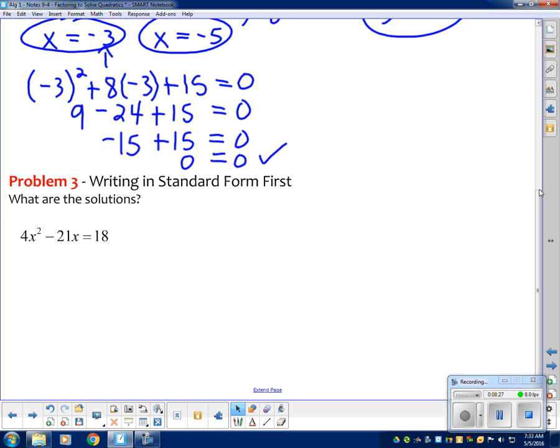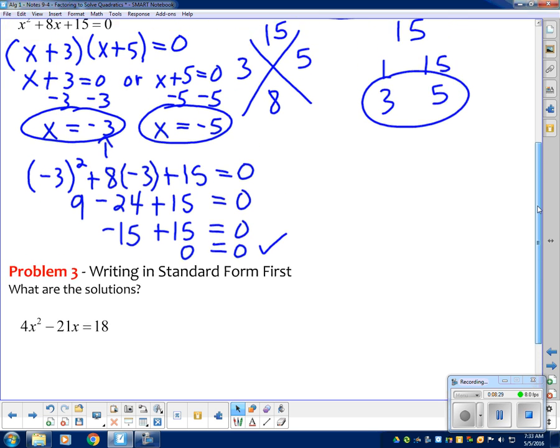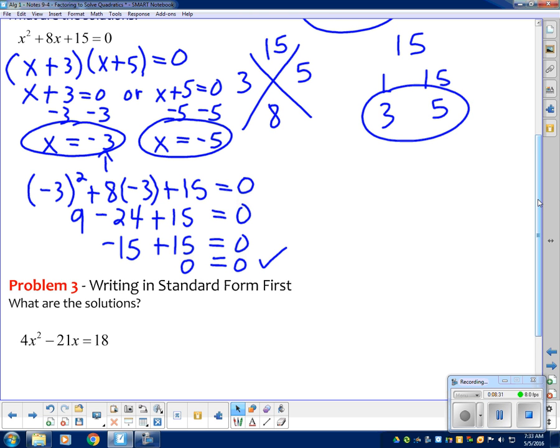And if you were to do the same thing with the negative 5, if you plug negative 5 in for x, you would find the same thing would happen. You would get 0 equals 0. So when we find solutions to a quadratic equation, we're finding the roots, or also known as the zeros. It's what makes the equation equal to 0.